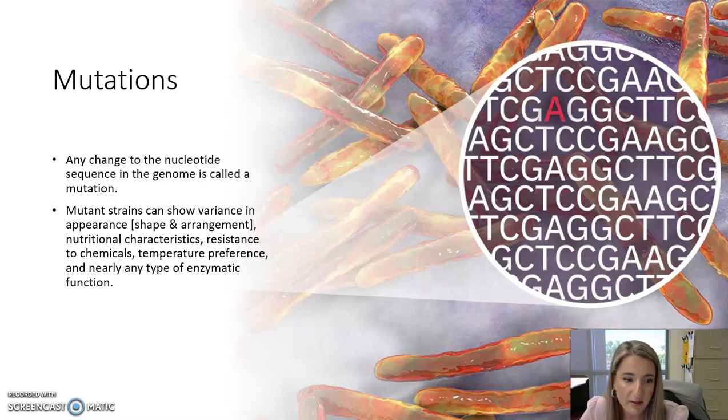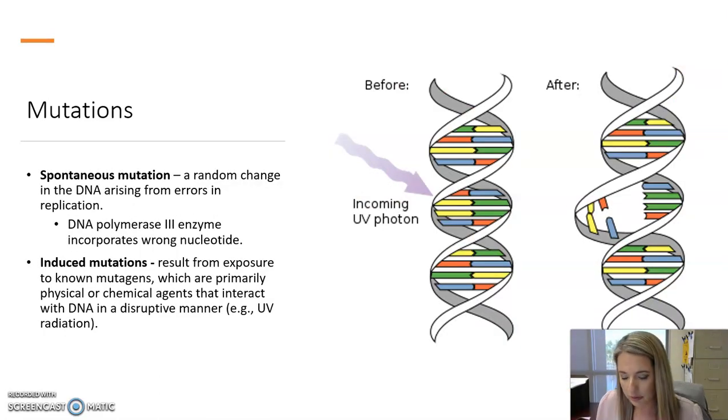There are different types of mutations that can happen within a cell. The first being spontaneous mutations and the second being induced mutations. Spontaneous mutations happen as a result of errors in DNA replication. By this I mean the DNA polymerase III enzyme, the enzyme that is responsible for synthesizing the majority of the DNA outside of replacing the primers. But this enzyme essentially synthesizes DNA, and it makes mistakes.